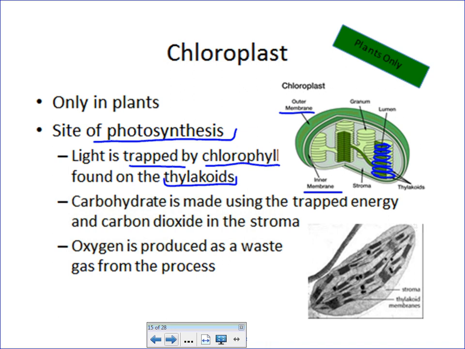Carbohydrates are made using trapped energy and carbon dioxide in the stroma. So the stroma is that fluid found on the inner membrane. And as a result of the process of photosynthesis, oxygen is produced as a waste gas from this process and gets released.